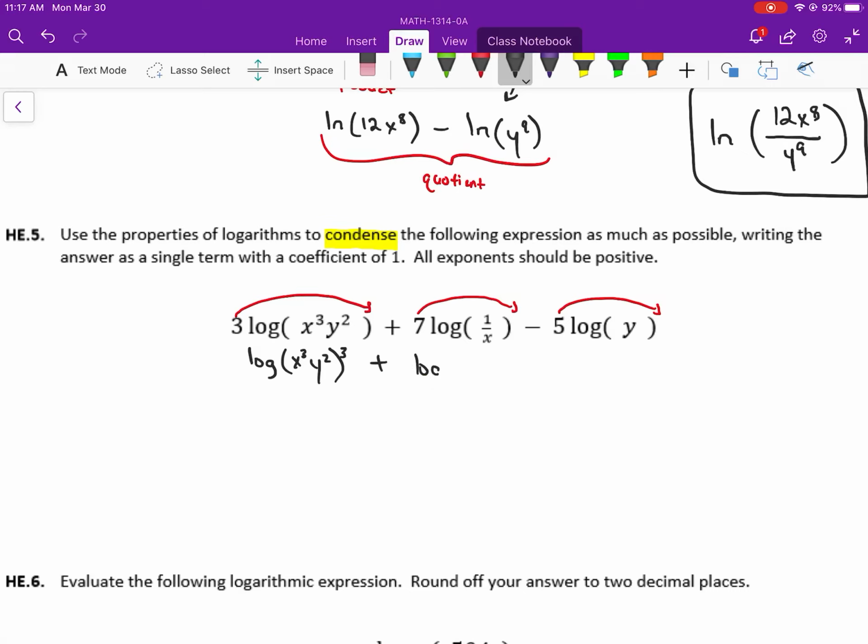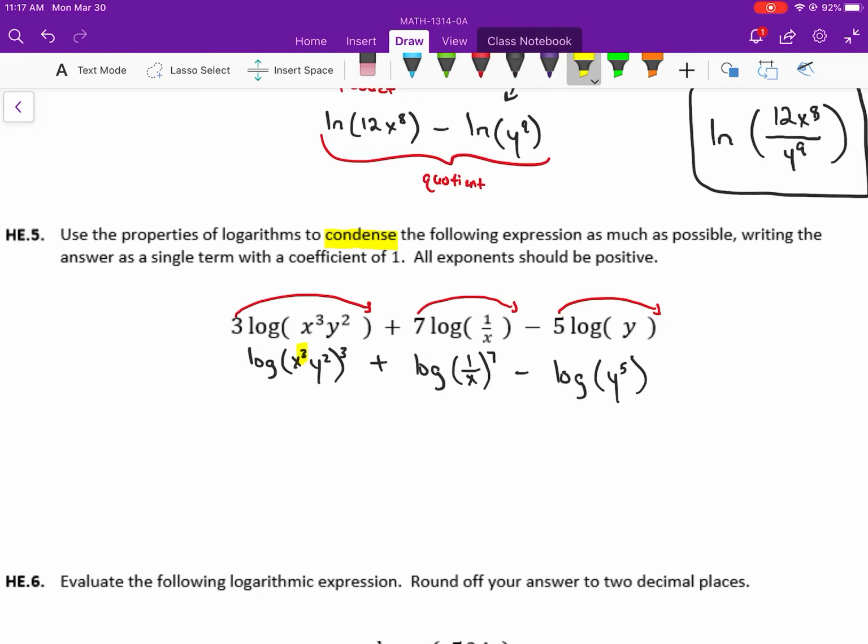Log of x cubed y squared to the 3rd power plus log 1 over x taken to the 7th power minus log of y to the 5th. Now if you notice, I went ahead and wrote that 5 inside the parentheses with y because that's the only thing that's there. It's just y, and so that 5 is going to attach itself as an exponent onto the y itself. However, on the first 2 terms, notice I kept the parentheses and I wrote the exponent on the outside. That is because I'm going to have to take a power to a power.